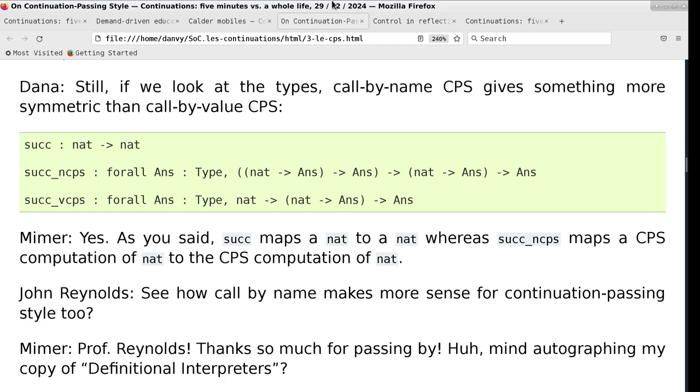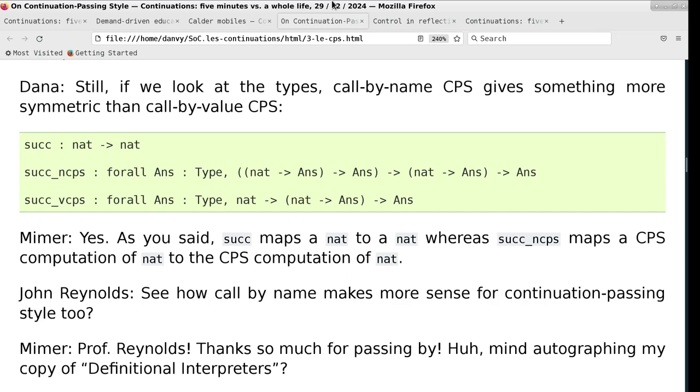Still, if we look at the types, call by name CPS gives something more symmetric than call by value CPS. And so you can see that successor maps nat to nat, successor N CPS maps the double negation of nat to the double negation of nat, and that one is kind of wrong. Next. Yes, as you say, successor maps a nat to a nat, whereas successor N CPS maps a CPS computation of nat to a CPS computation of nat. See how call by name makes more sense from continuation passing now too.